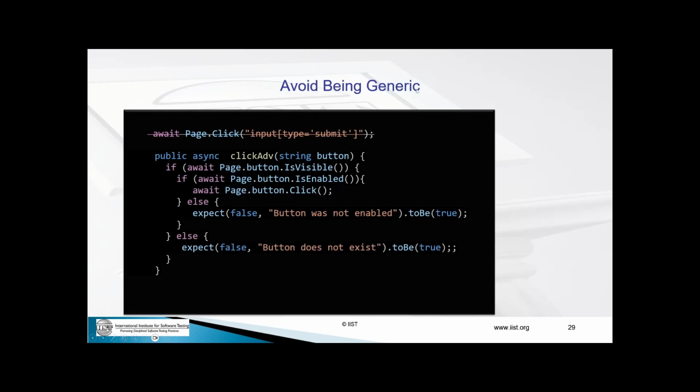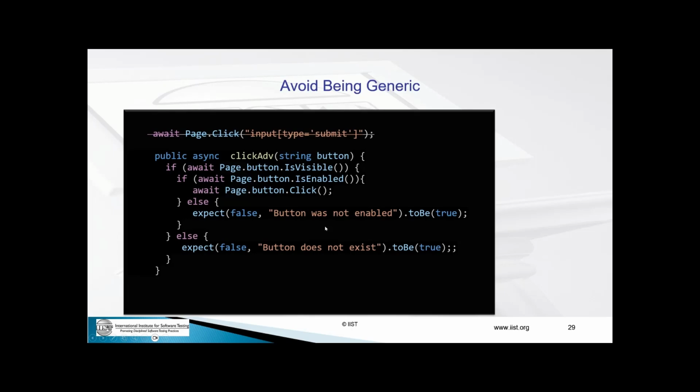I also want to make sure everybody knows, don't be generic when you are doing something. Like, here's a page click. Here's my click advanced function that's going to replace my click. And it's saying, hey, is the button that I had there visible? Is it enabled? Let's go click it. And if any of this fails, it will come back and say, I expected this to be true. The button was not enabled, or the button did not exist. Hate these. Which button was it?